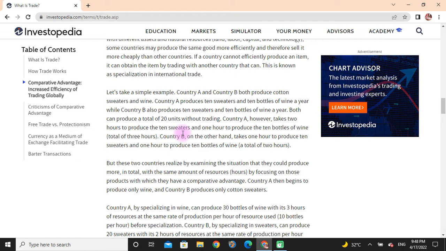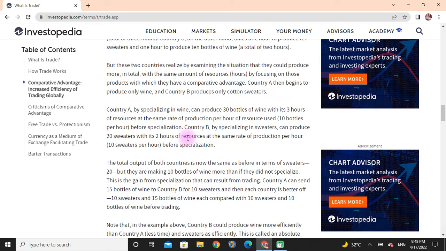Country A then begins to produce only wine and country B produces only cotton sweaters. Country A, by specializing in wine, can produce 30 bottles of wine with its 3 hours of resources at the same rate of production per hour of resource used, 10 bottles per hour. Country B, by specializing in sweaters, can produce 20 sweaters with its 2 hours of resources at the same rate of production per hour, 10 sweaters per hour.